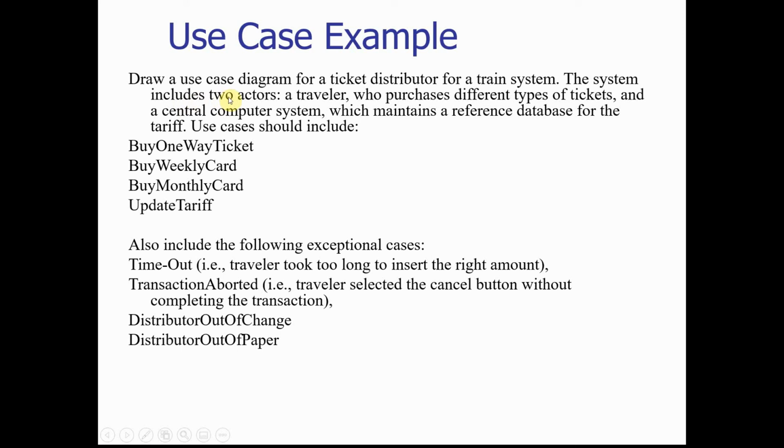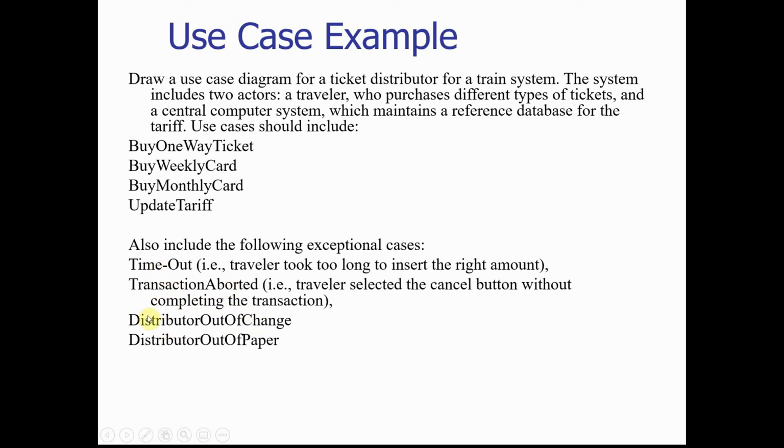The subsystem includes two actors, a traveler who purchases different kinds of tickets, and a central computer system which maintains a reference database for the tariff. And here the use cases should include by one-way, bi-weekly, bi-monthly, and update tariff. So here we have 4 use cases, and 2 actors, traveler and the central computer system. Here I also want to include the exceptional cases: the timeout, transaction aborted, and distributor out of change and out of paper.